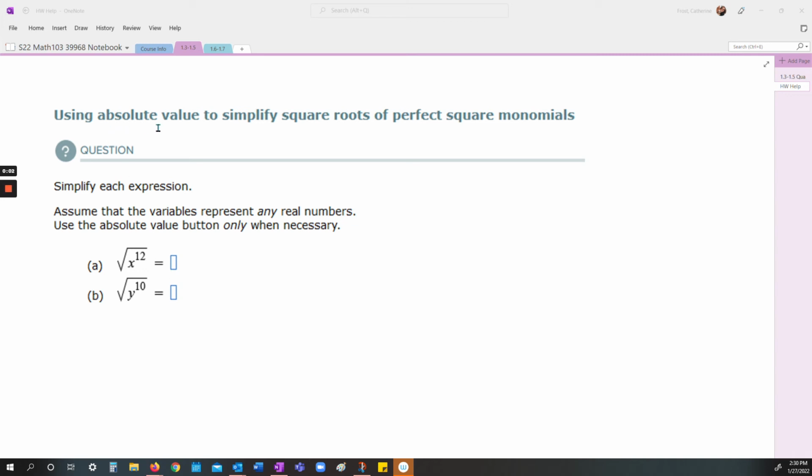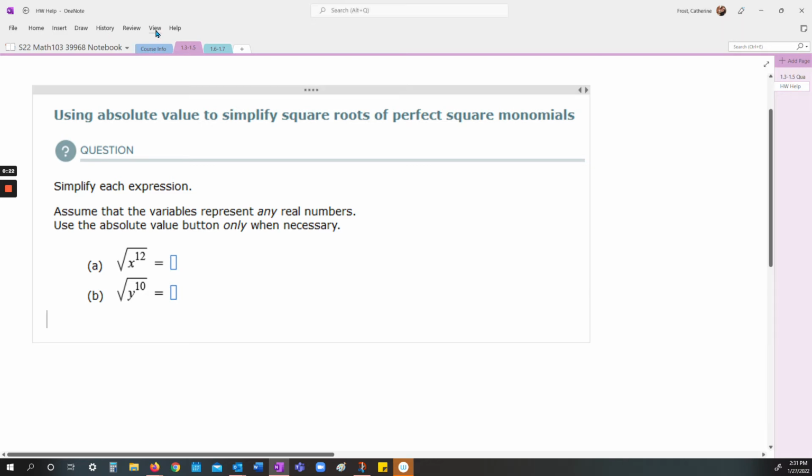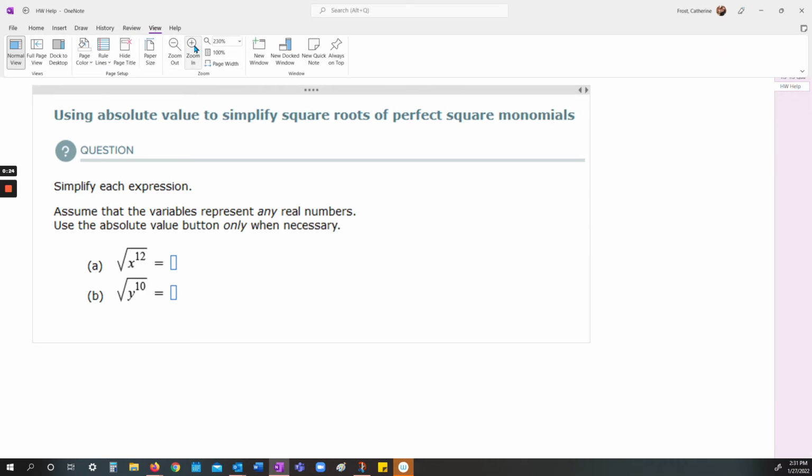This is using absolute value to simplify square roots of perfect square monomials. So this topic is to sort of help you understand the difference between trying to solve an equation and taking the square root. But sorry, I'm kind of getting a little bit off topic there. Let me zoom in just a bit.